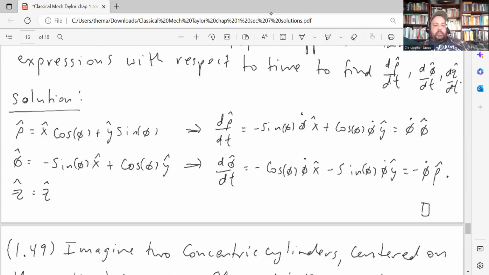Again, from what we know about polar coordinates, rho hat is x hat cosine phi plus y hat sine phi. If you differentiate that, you get phi dot phi hat. I won't go through the details here. It's almost identical to one of the other problems that we just did. So phi hat is negative sine phi x hat plus cosine phi y hat, and if you take the derivative, you get negative phi dot rho hat. And then, of course, z hat is equal to z hat. So that's it. The derivative of z hat is 0 because it's constant with time, right? So actually, maybe I should write that down here. dz hat dt is 0.